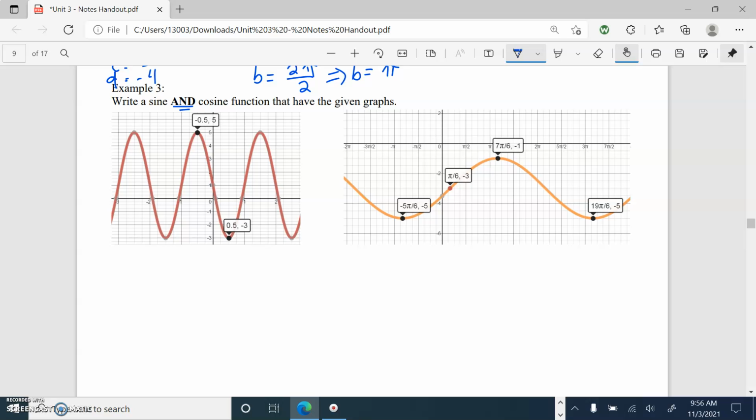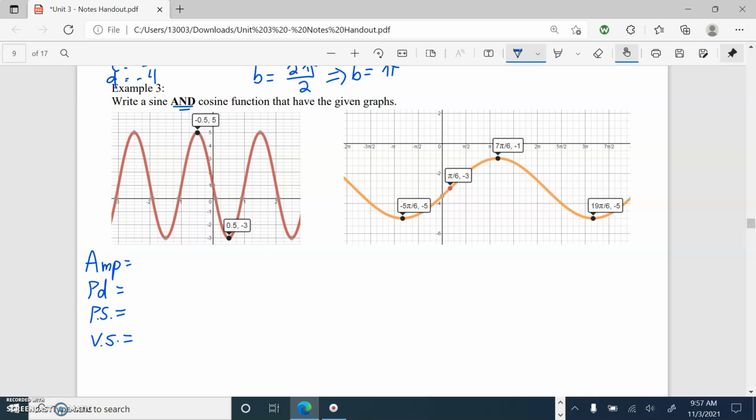But let's get started. The way I approach these, the way I recommend you approach these, kind of a surefire way, it works every time, is as simple as you start with identifying your properties. So amplitude, period, phase shift, and vertical shift.